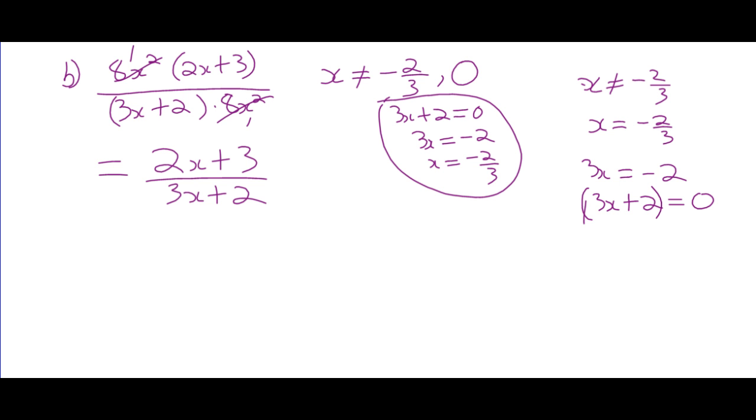What do we got? 1, 2, 3 more. We'll do 3 more. C, 3x squared minus 15x. Okay, now we have to factor. This is not in factored form, right? So step 1 kicks in.